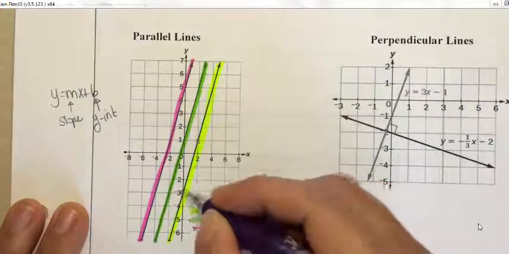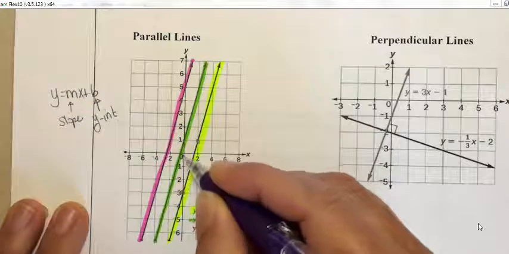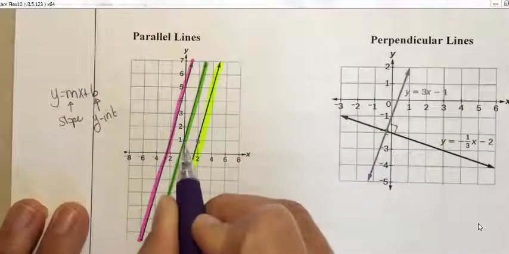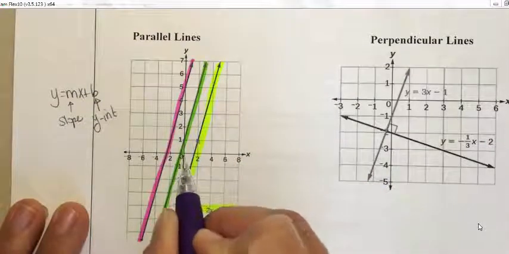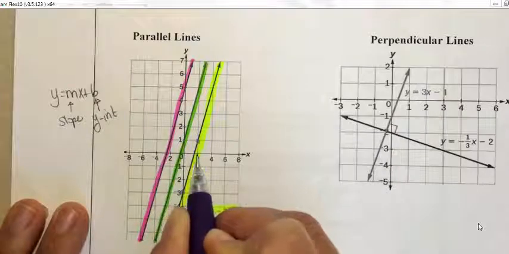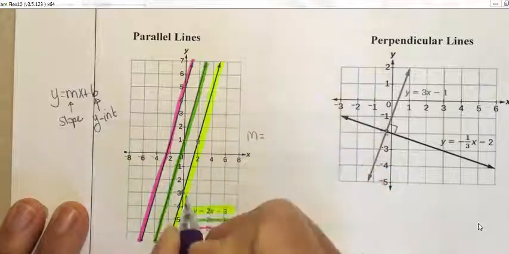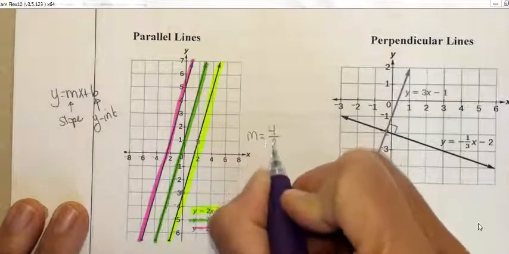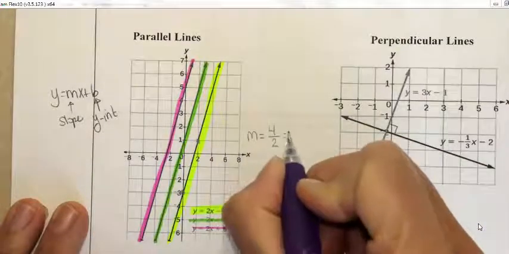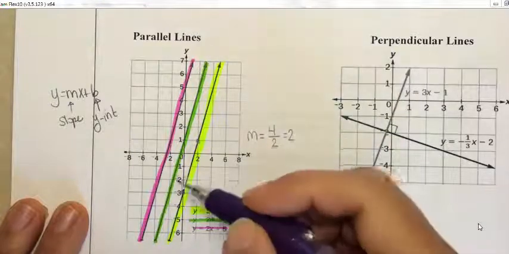So that's a rise of, let's see, 1, 2, 3, 4. And that's a run of, really that's 2 because these units here on the x-axis are going by 2's. So I can say that my slope is a rise of 4 over a run of 2, or that's just 2. And I can do that for every single one.